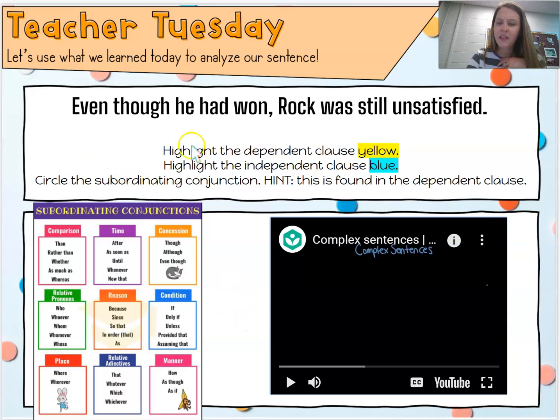And so as I look through this sentence, "Even though he had won, Rock was still unsatisfied," that subordinating conjunction would be right here, "even though," because that's what pulls my thoughts together. It ties "he had won" to "Rock was still unsatisfied." As a quick little review, we're going to watch this video that will give you just a couple more examples of a complex sentence, and then you'll hop on over and complete this assignment, which we already did together, as long as you were watching.